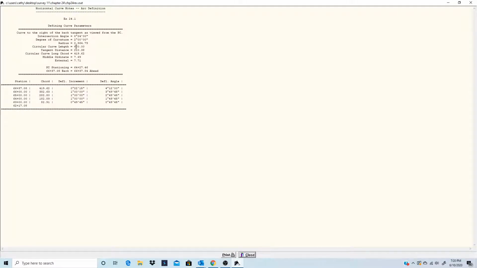So it actually gave me the curve length, and if I look in the book, L was 420. It gave me T at 210.38, which is correct. It gave me the circular long chord, and that's what the book has. It gave us M, E, it gave us PC, and if you'll look, this same chart is on page 728 of your book. So, of course, all the stuff we did by hand, you see that you can check your work, and you could print it if you wanted to.